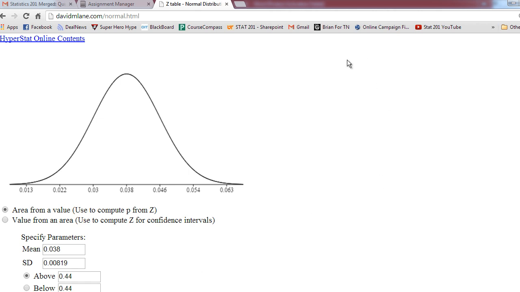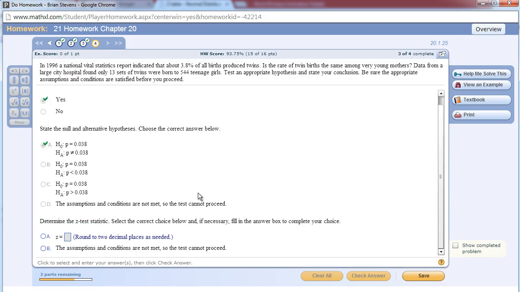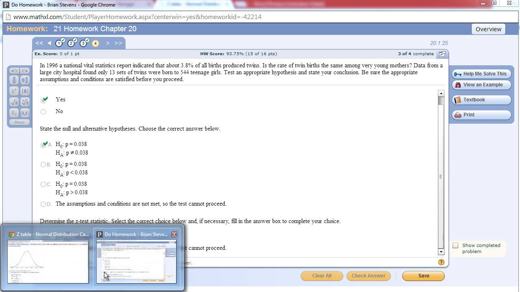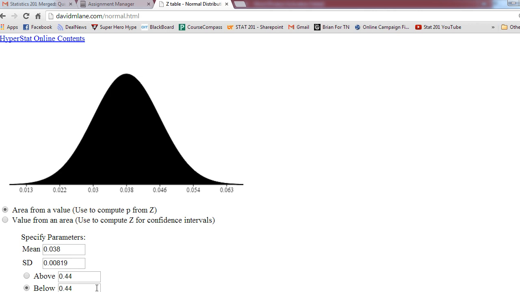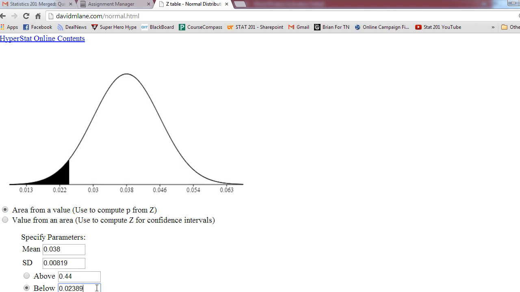Our tested value can be found by getting p hat. P hat is merely the sample proportion of successes, which is 13 over 544, x over n. 13 divided by 544 gives us 0.02389. So let's go below. 0.02389. Now this is not the test we are running.